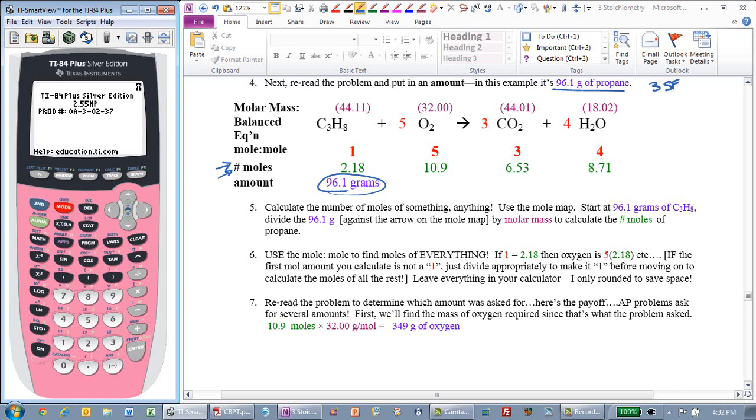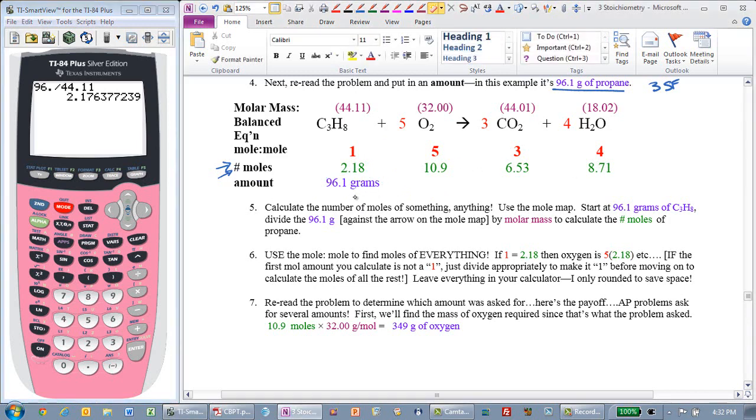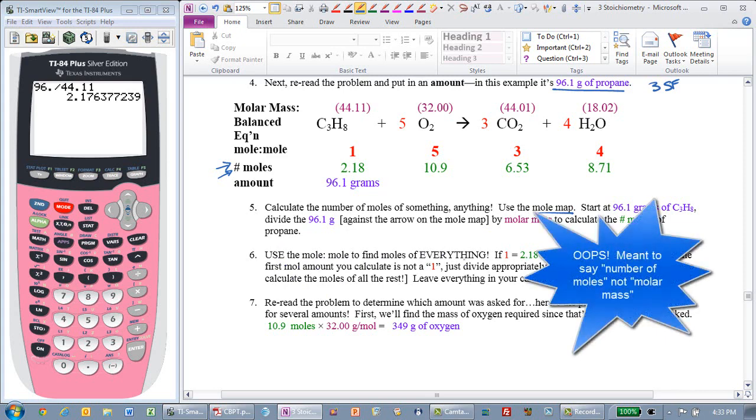So I'm going to quit that screen. Left my number intact. That makes me happy. And so I've got my 96.1 grams, and now I can find out the grams of everything else. Again, how did I get the 96.1? I simply used the mole map. I started with the 96.1 grams, divide by the molar mass because I'm going against the arrow, and get the number of moles.